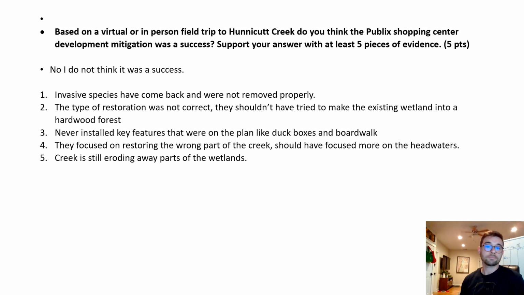That was crazy. They focused on restoring the wrong part of the creek. They went way downstream, almost by the pump house. Yeah, that was a really cool area that could have been something nice, but they really should have focused on the headwaters area, up by the water tower. That would have been my focus.